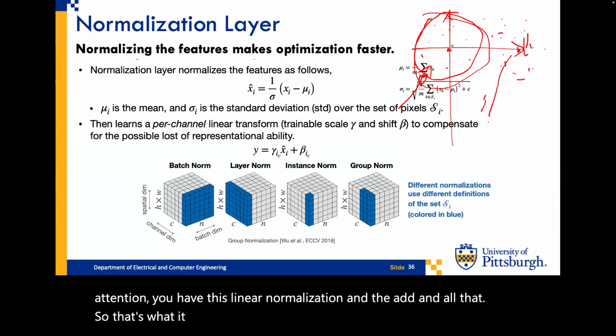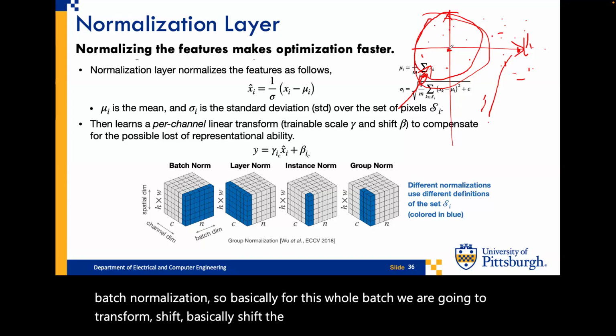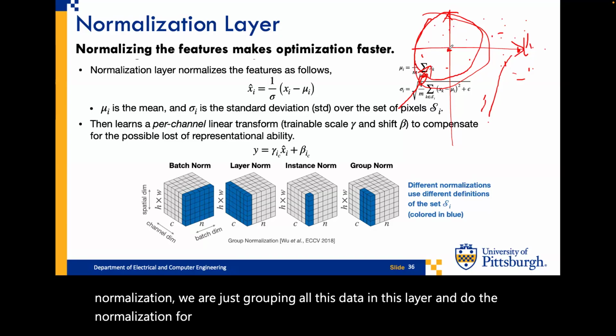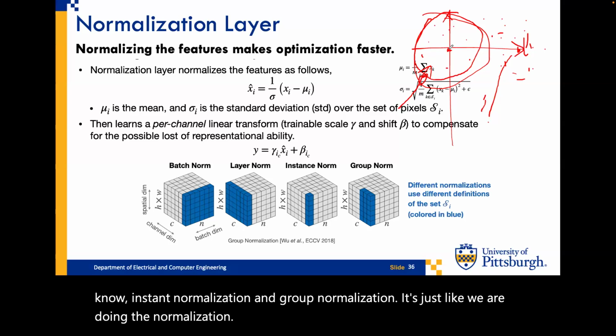So for batch normalization, for this whole batch, we are going to shift the distribution of all these data. For layer normalization, we are just grouping all this data in this layer and doing the normalization for this batch of the data. We can also have instance normalization and group normalization. It's just that we are doing the normalization over a different set of the data.